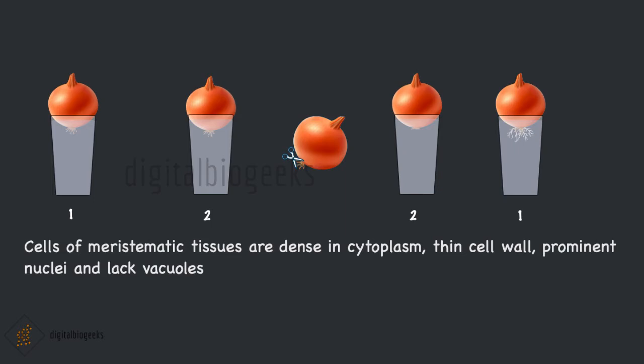Which are the features that help in active cell division? They are the dense cytoplasm, thin cell wall and prominent nuclei. In the chapter Fundamental Units of Life, we learned that cells have vacuoles. But these meristematic cells do not have vacuoles. As these meristematic cells are meant for cell division, they do not store food and water and hence they lack vacuoles.